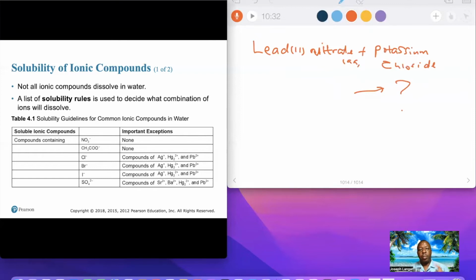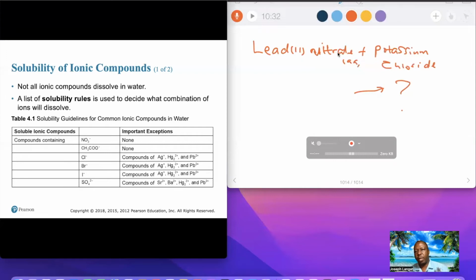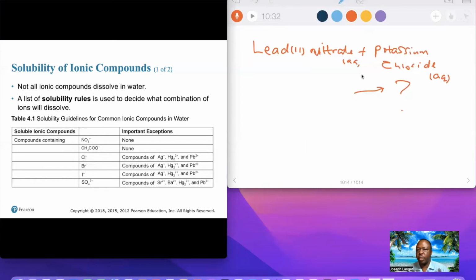Well, according to the text, you need to memorize and learn the solubility rules, the solubility guidelines. Rule number one: all ionic compounds are soluble in H2O, so you should be able to classify a compound as ionic. For example, lead(II) nitrate is an ionic compound, there is lead, there is the polyatomic ion nitrate, and it's aqueous. And by the way, this one is also aqueous. Potassium is a metal, chloride is a non-metal. It is an ionic compound.